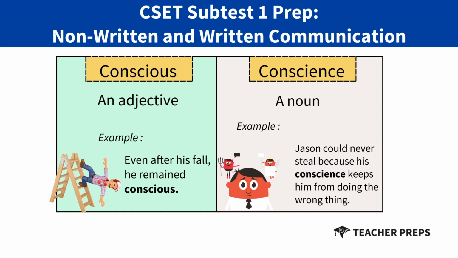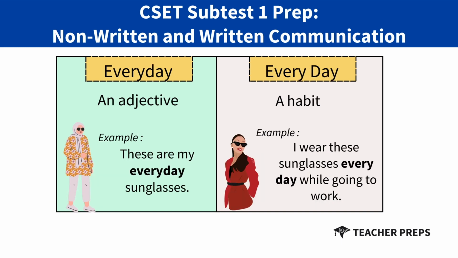Then we have conscious and conscience. So one is an adjective and the other is a noun. Even after his fall, he remained conscious. On the right side, Jason could never steal because his conscience keeps him from doing the wrong thing.